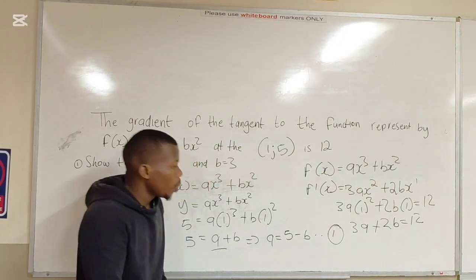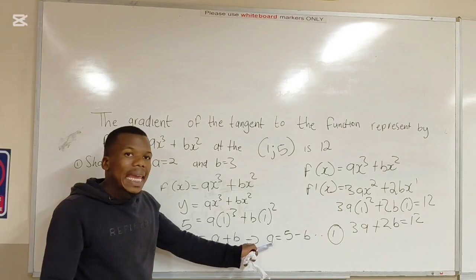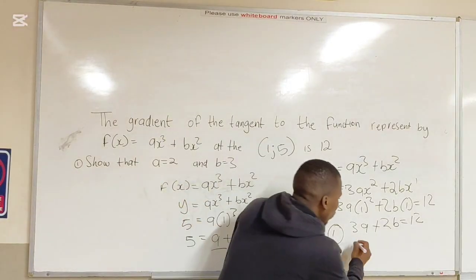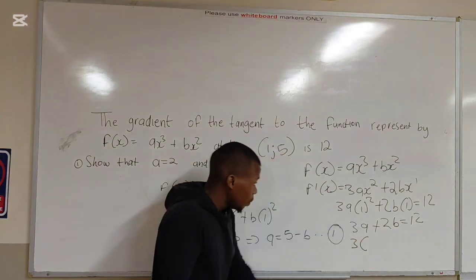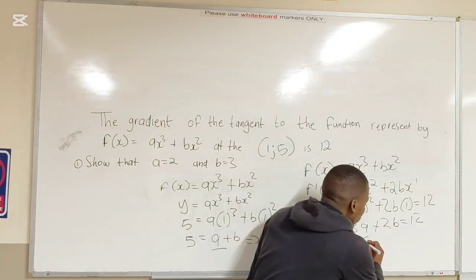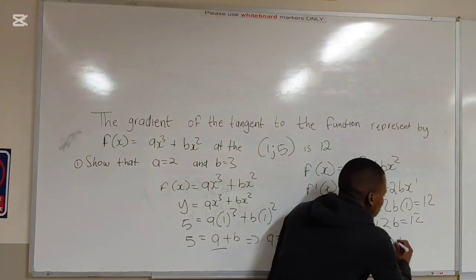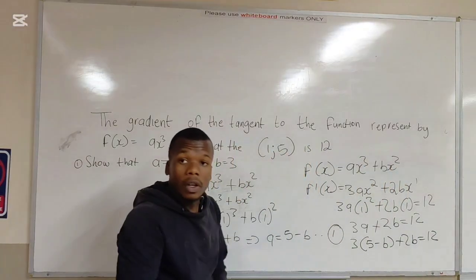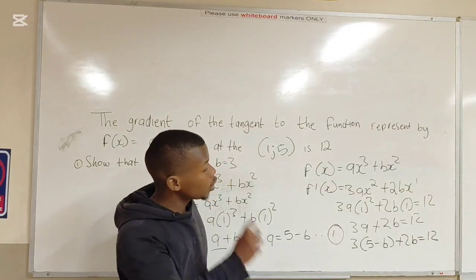Remember something. We said where we see a, we substitute 5 minus b. In other words, here I will have 3, this is a. Where I see a, I substitute 5 minus b. In other words, I have 5 minus b plus 2b is equals to 12.